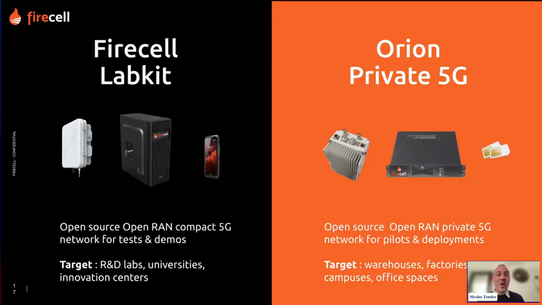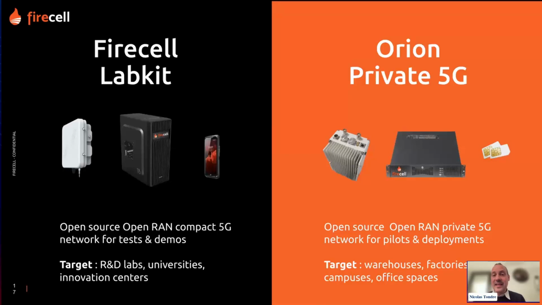We currently have 2 products. One is dedicated to R&D labs, universities, and innovation centers. It's composed of a PC in a box, an Open RAN indoor radio unit, and a ruggedized smartphone. It's compact. It's very easy to unbox, plug in, press the button, start, and you have a 5G network running. You can do your tests. It also comes with Wireshark pre-installed. That means you can look at the protocols and the message exchanges. We sell a lot to universities, and our customers love it because it's cheap, easy to use, and pre-integrated.